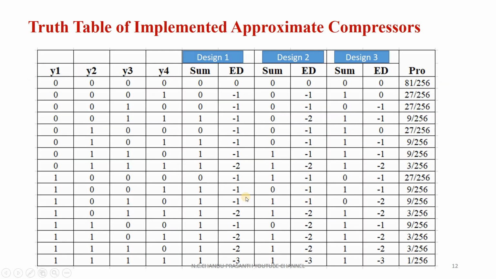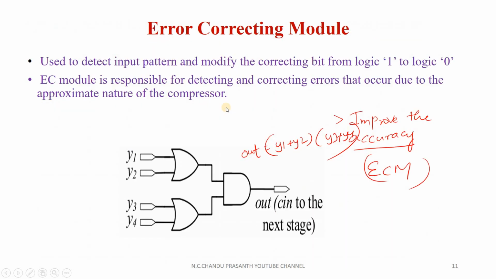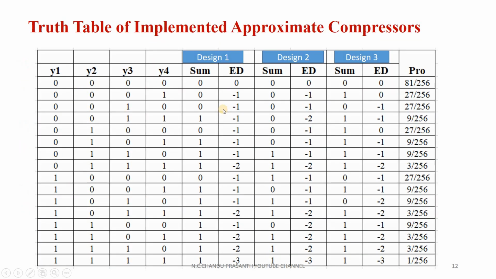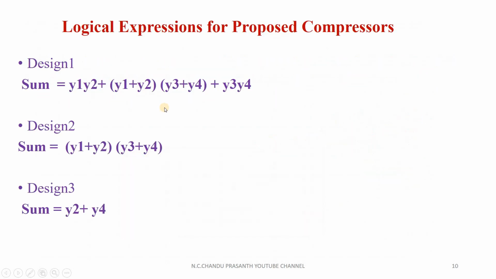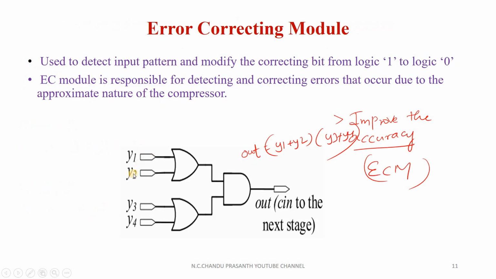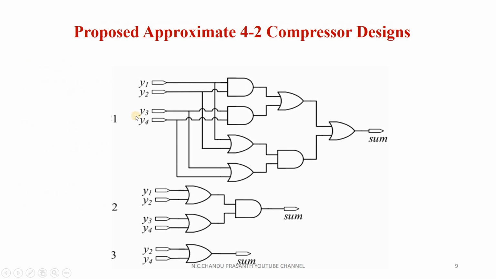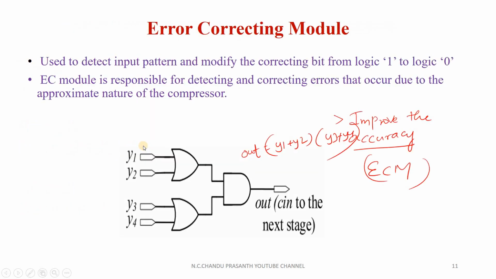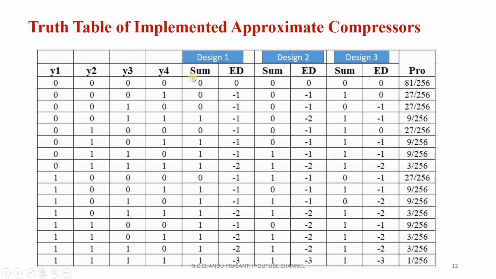So let's observe the truth table of the implemented approximate compressor. We have designed three designs: design 1, design 2, and design 3. These are the inputs: y1, y2, y3, y4. Design 1 has an output, that is sum.